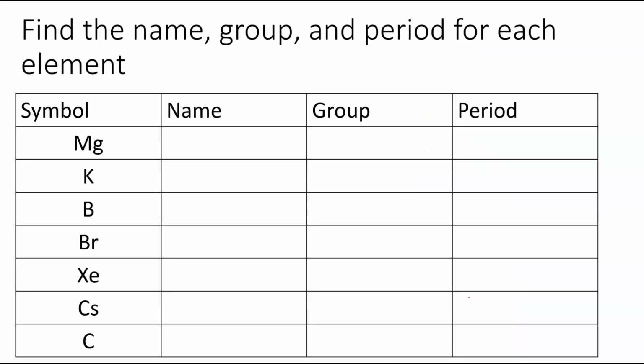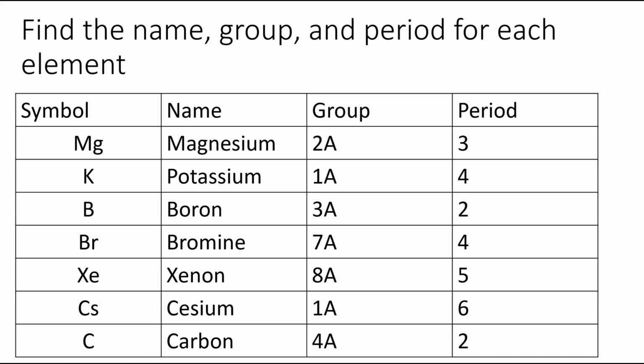So now I'd like you to take a moment to find the name, group, and period for each of these elements. I suggest that you pause the video and try and answer these questions. When we look on our periodic table, Mg, the name of that element is magnesium. It's in group 2A and in period 3. That's the answers for the others. So do make sure that you can determine what the name, group number, and period is for any element if given it.